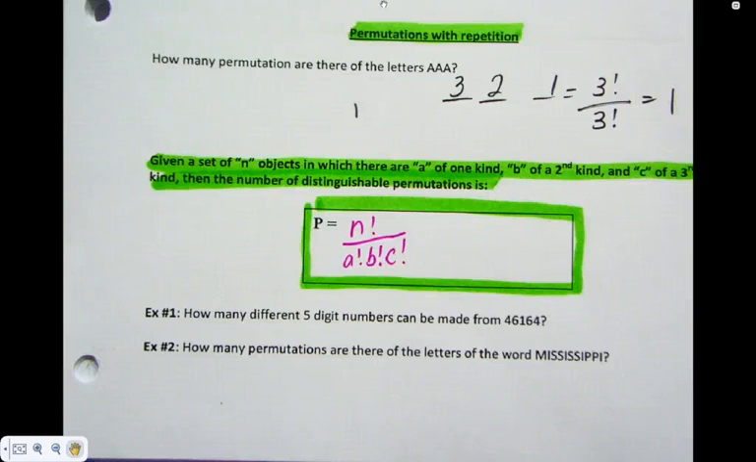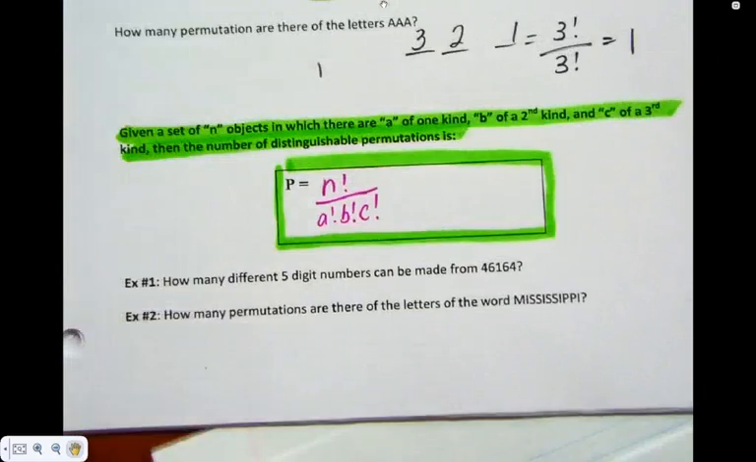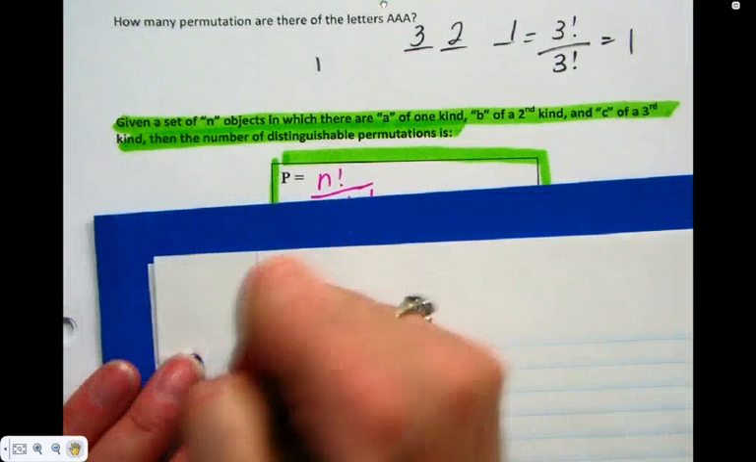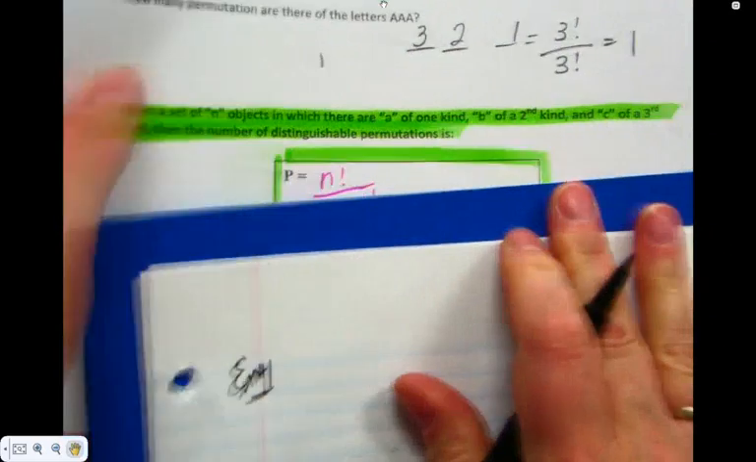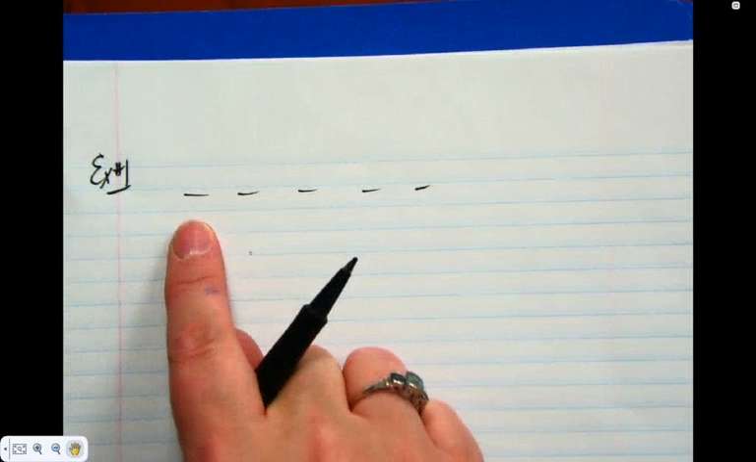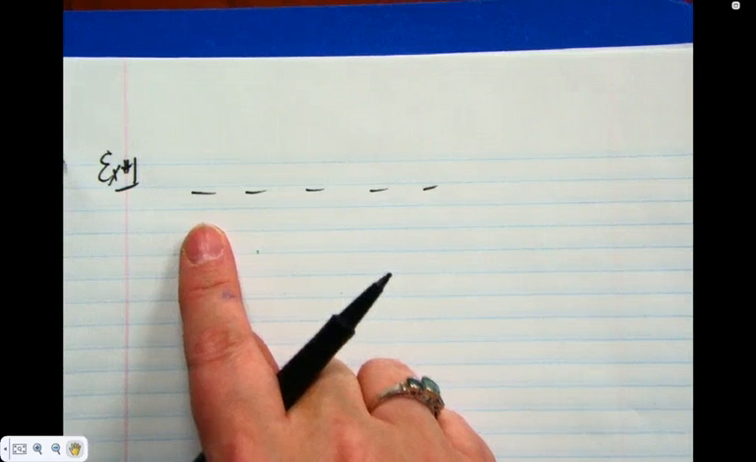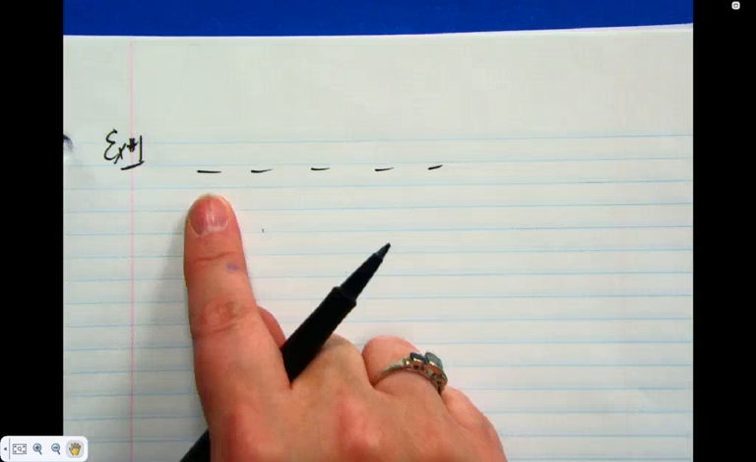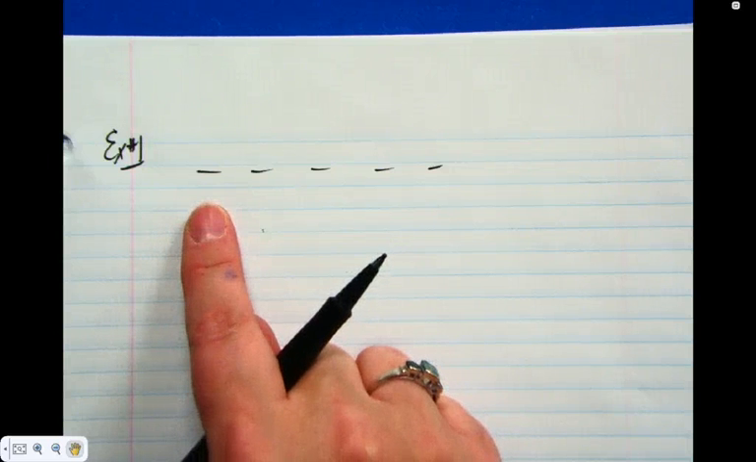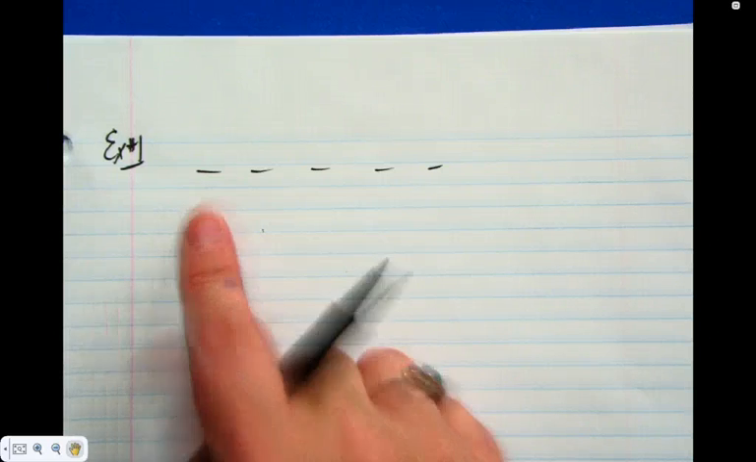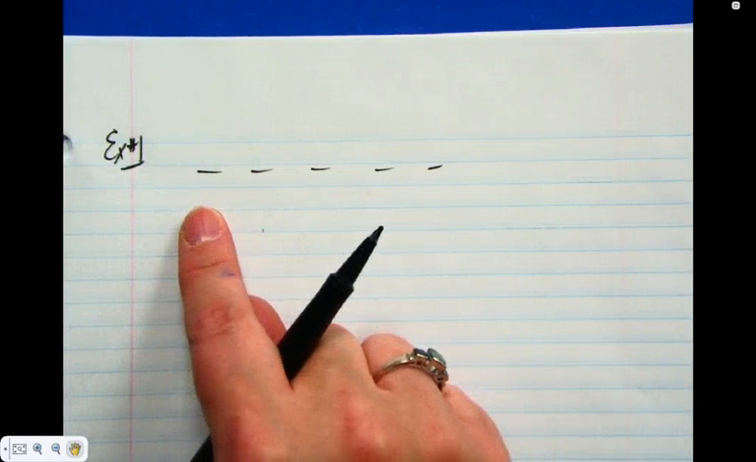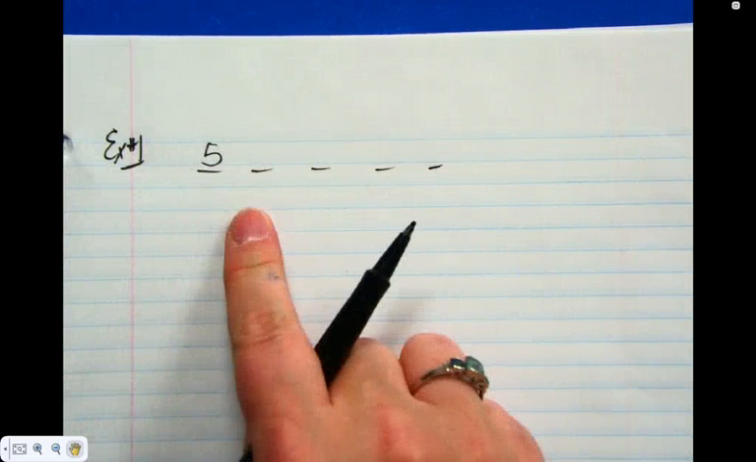Example number 1: how many 5-digit numbers can be made from 46,164? How many blanks would you like to draw? 5 sounds good because it says 5-digit number. How many numbers do we have to choose from? In the first step, don't think about the repetition, just fill in the numbers like we would have before. Don't think about the repetition, just count the numbers that are there. So there are 5 to choose from.